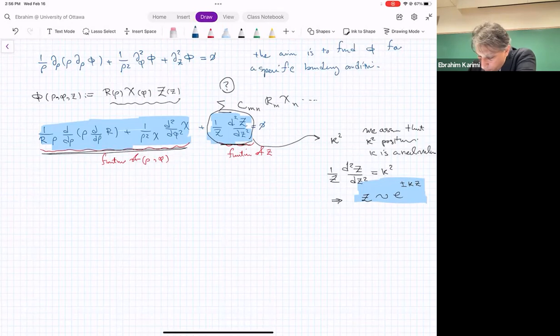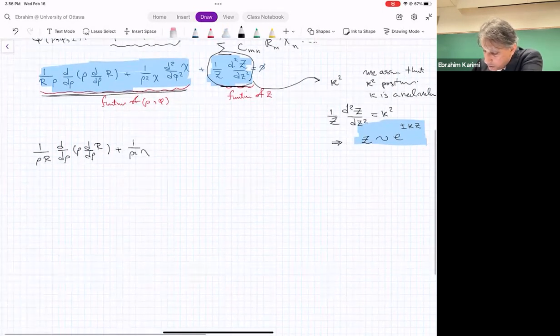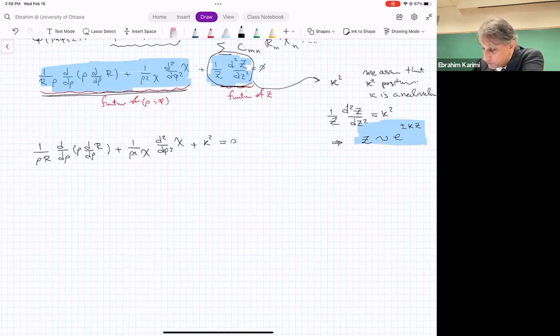Look at the other term. What is the other term? It is 1 divided by rho R, d d rho of rho dR d rho, plus 1 divided by rho square chi, d phi square of chi, plus k square equal to 0. Do you agree?